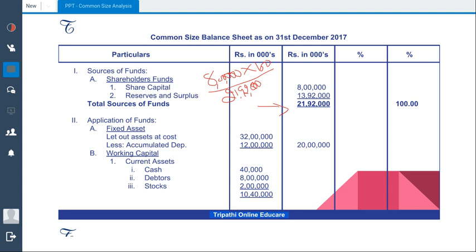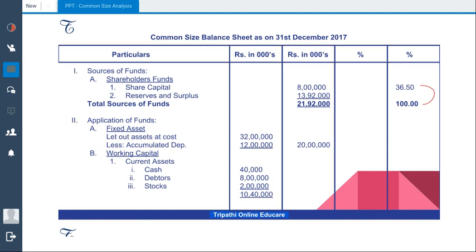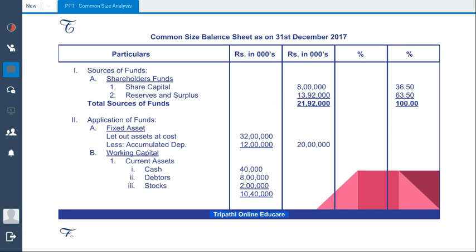So you can calculate on your own. If you do this calculation, you will get 36.50. So we can say share capital is 36.50% of the total sources of fund. In the same way, let us calculate the percentage of reserves and surplus. So let's see, 13,92,000 into 100 divided by 21,92,000. So we will get 63.50.